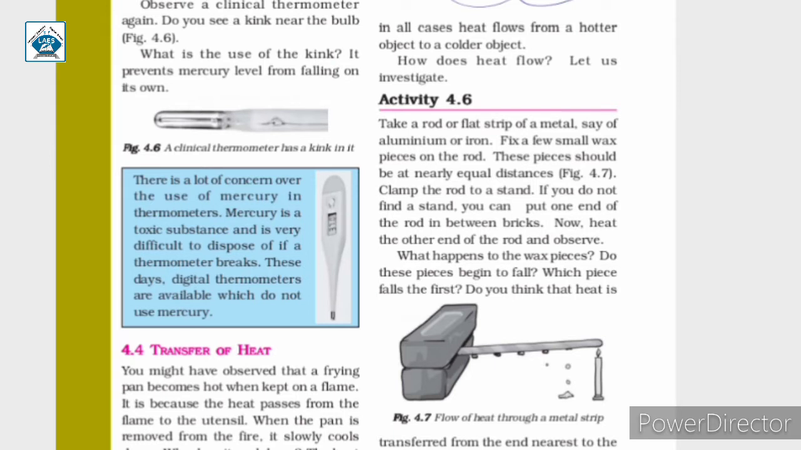First of all, take a rod or a flat strip of metal and fix it as shown in the figure. Put small candle wax pieces on the strip at equal distances. On one end of the strip, place a candle and observe. You can observe that the wax pieces fall one after the other. The wax piece near the flame falls first. So, heat is transferred from the end which is nearest to the flame. This process is called conduction.